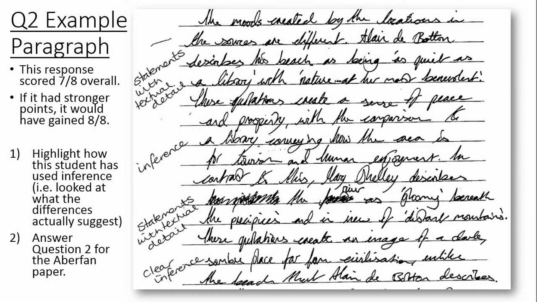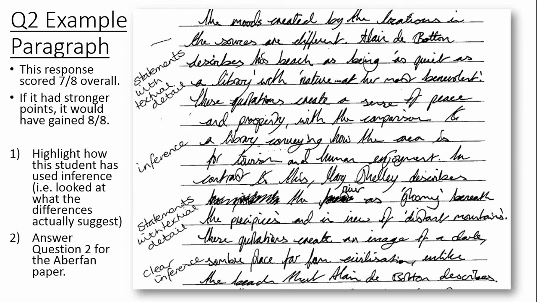It says the moods created by the locations in the sources are different. This is what I mean when I say that could actually have been a bit more profound. It could have said something about how, for example, they're different. Alain de Botton, i.e. the first writer on that exam paper, describes his beach as being, quote, "as quiet as a library" with, and the quote, "nature at her most benevolent."